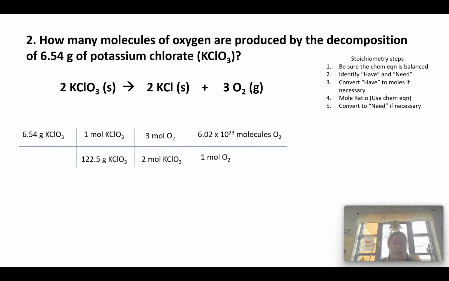Now when I go to put this in my calculator, I want to be extra careful because once I multiply across the top, I want to hit equals, divide, and then put parentheses around 122.5 times 2. If I don't do that, then my order of operations for my calculator will be all goofy. So then I calculate, and my answer is going to be 4.8 times 10 to the 22nd molecules of oxygen.